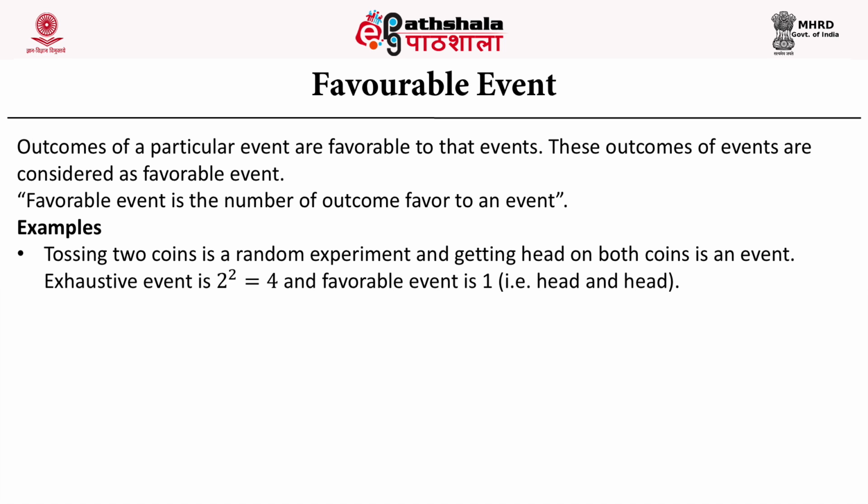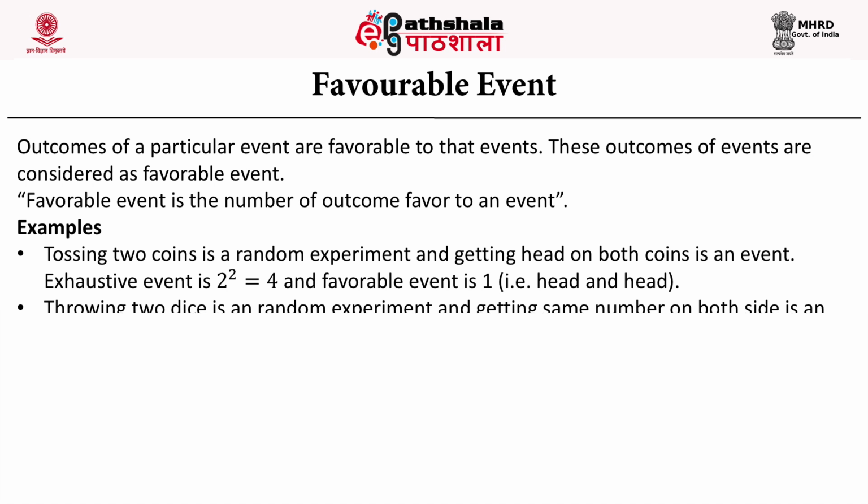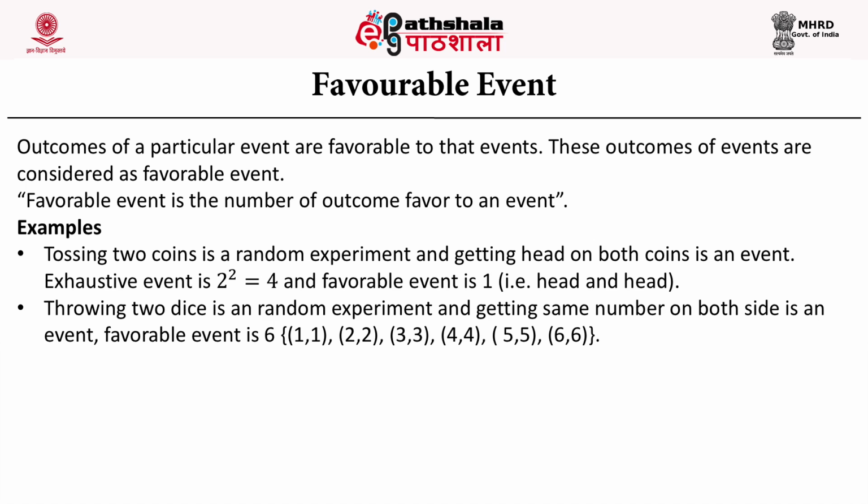For example, tossing two coins is a random experiment and getting head on both coins is an event. So the exhaustive events are 2 power 2, that is equal to 4, and the favorable event is 1, that is head and head. Throwing two dice is a random experiment and getting the same number on both is an event. So the favorable events are 6, and these are 1,1; 2,2; 3,3; 4,4, and so on up to 6,6.